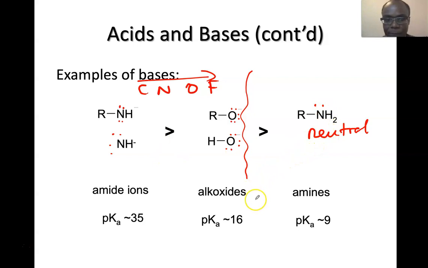Okay. Now in terms of bases, the higher the pKa, the stronger the base. The lower the Ka, the stronger the base. Okay. High pKa, low Ka means stronger base.